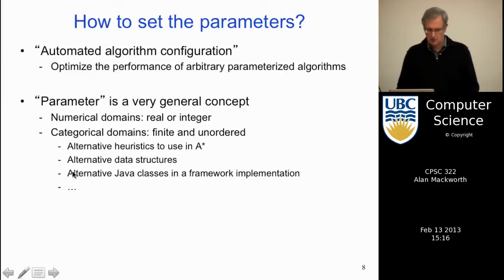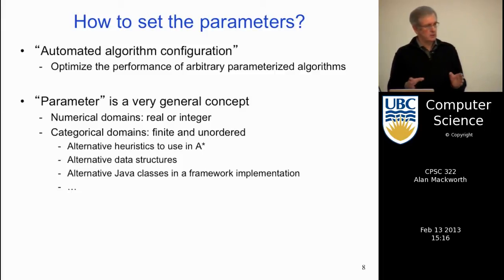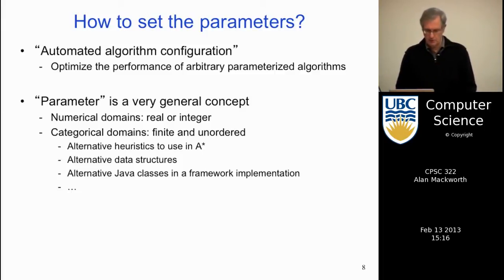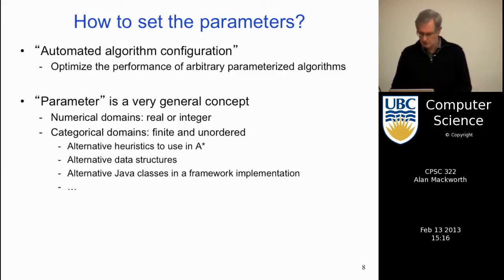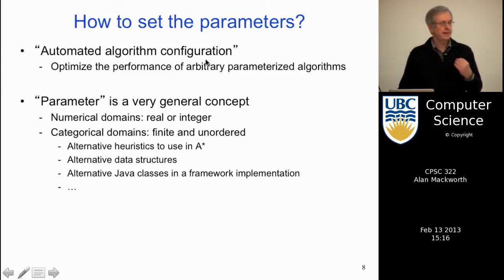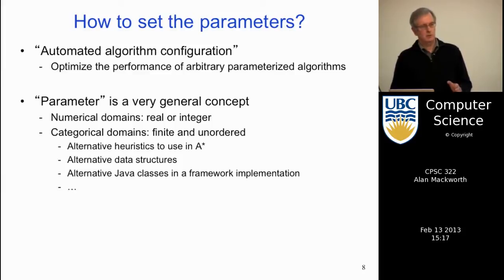For example, you might be running different versions of A star, each one using a different heuristic. You want to figure out which one is the most effective on this class of problems you're trying to solve. Or different data structures inside the search algorithm. Different Java classes, if you have a framework implementation in which you can swap Java classes in and out. So this idea of automated algorithm configuration is fairly powerful. And if you look at ParamILS, which was working on essentially solving linear programming problems or integer programming problems, this is a pretty powerful way of doing it, and it's getting orders of magnitude improvement over the state of the art, using AI techniques. So again, very relevant stuff.